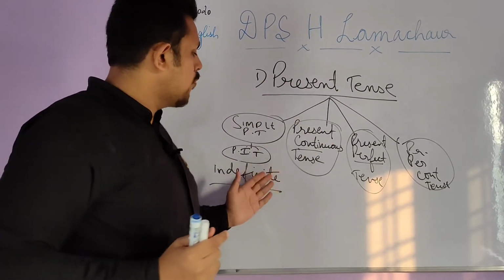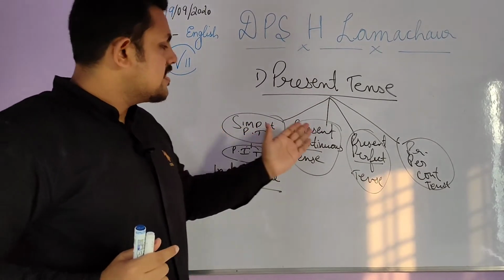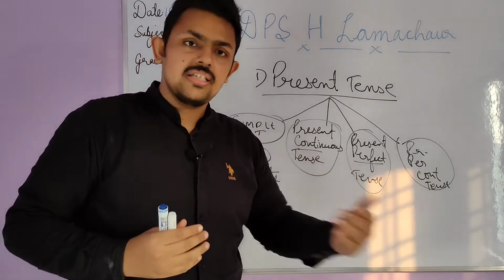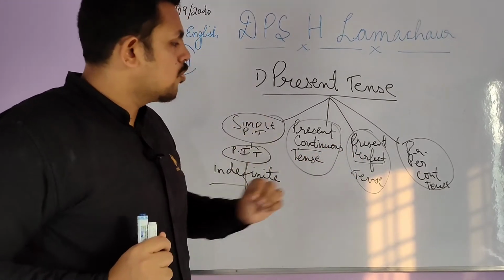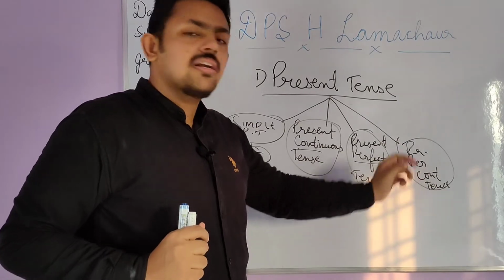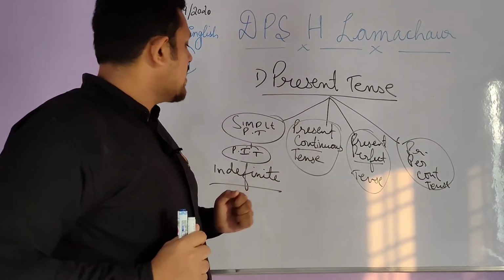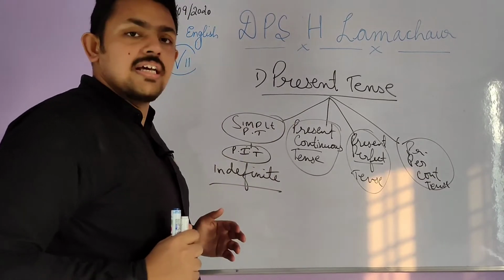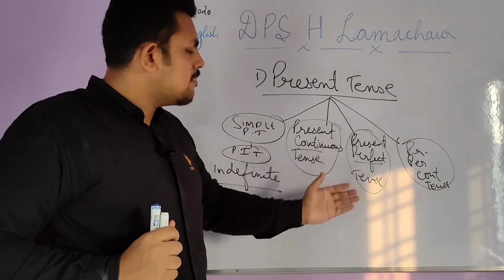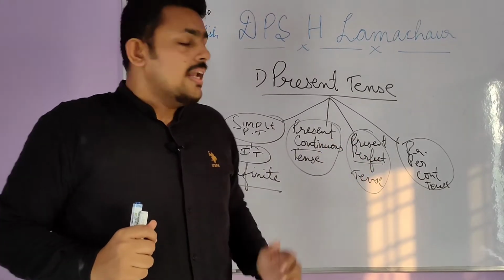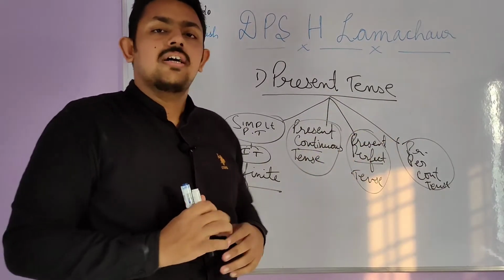So we have seen that the first tense in tenses is the present tense, and now it is further divided into four categories. The simple present tense, secondly the present continuous tense, and the third, present perfect tense. Then we have the fourth one, present perfect continuous tense. Is this clear to you?